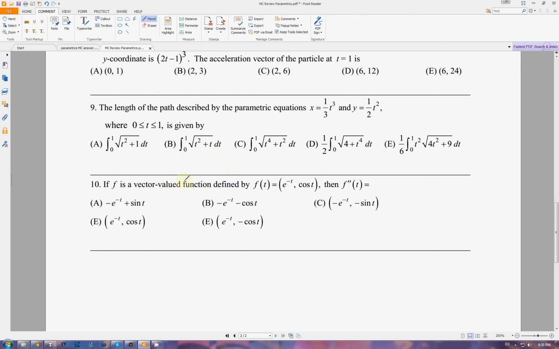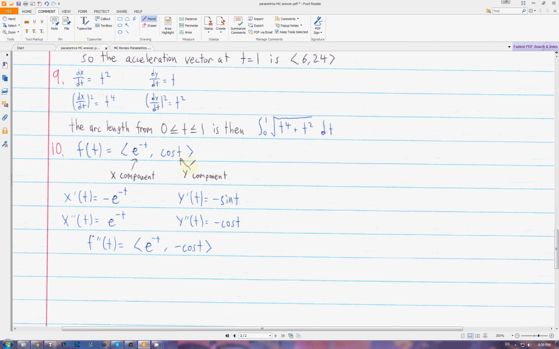Problem number 10 is a vector problem. So again, we have the x component of the vector and the y component of the vector. So all we have to do is just differentiate them separately. So here we're looking for the second derivative. So we do that, and then those are just the x and y components of a new vector.